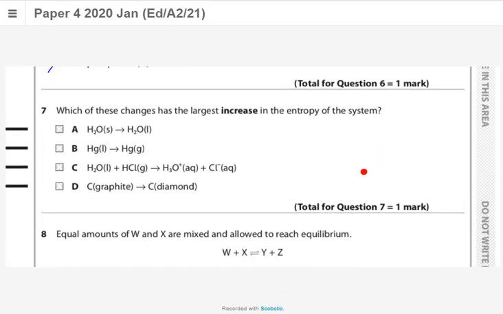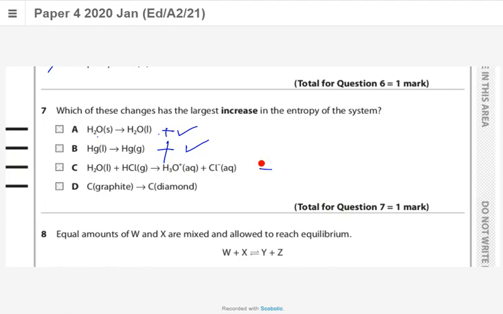Which of these changes has the largest increase in entropy of the system? Let's see. So the enthalpy change doesn't matter here. Solid to liquid, entropy increases, positive. Liquid to gas is more positive than solid to liquid because gases can get more disordered than the liquid. Entropy is lowest in the solid, then comes the liquid, then the gases will be the highest. So this is more positive than A. B is more positive.